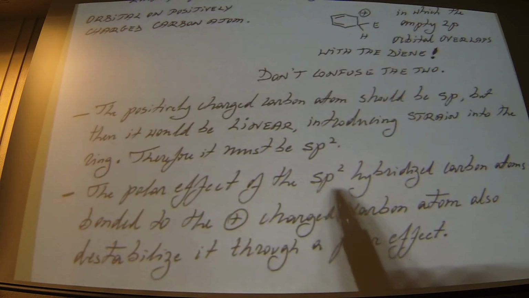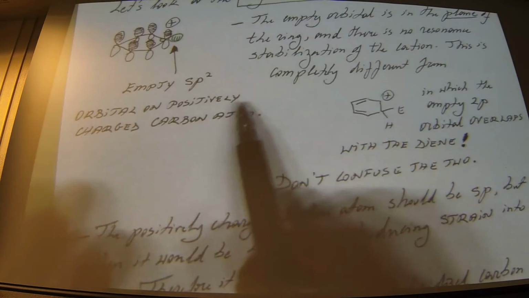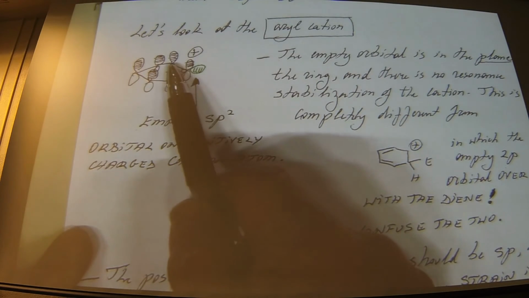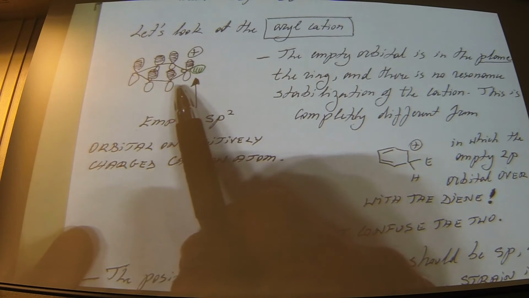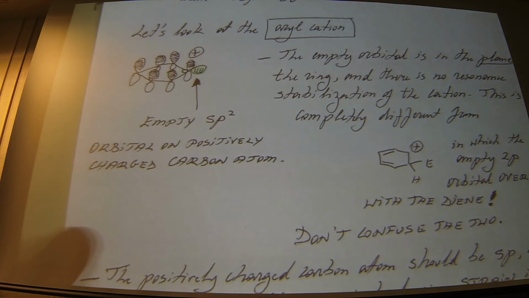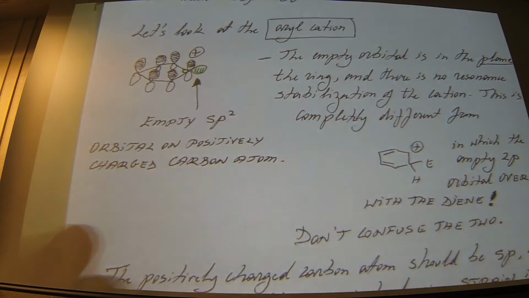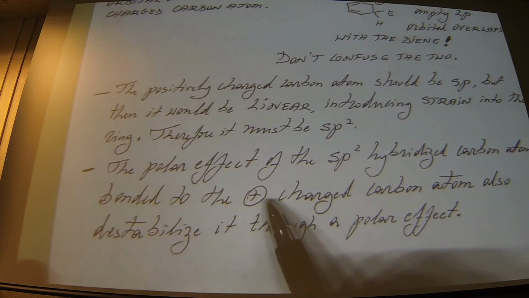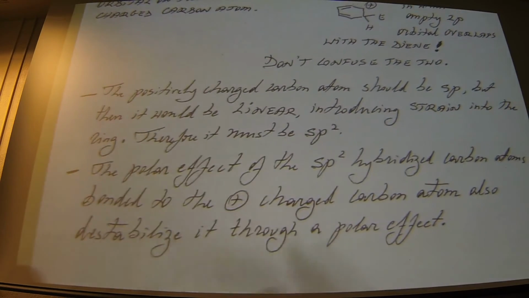And finally, it's the same thing that we saw before. You have a positive charge here bonded to now not one, but two other sp2 hybridized carbon atoms, which are electronegative, pulling electron density out of that cation. So it's destabilized through an inductive effect.